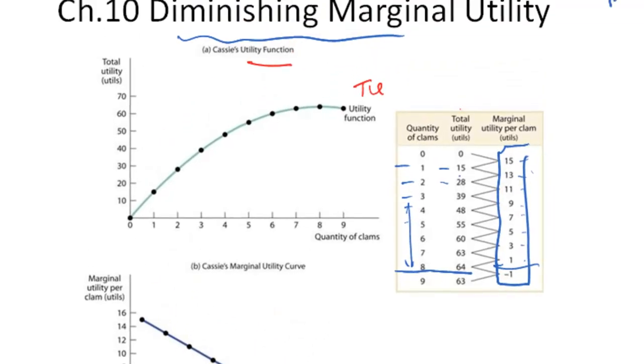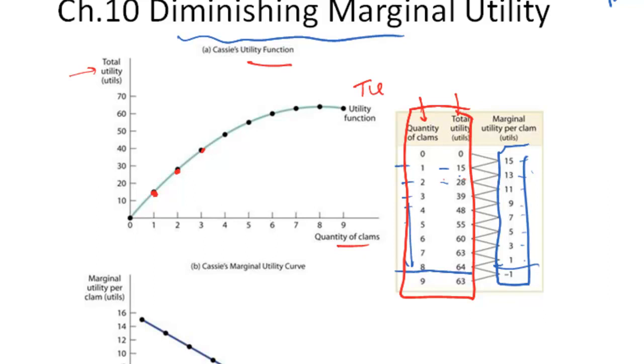And this is a graph of these two columns here. The quantity of clams, the column on the left, is on the x-axis, and the total utility is on the y-axis. So we saw the first clam gives Cassie 15 total utils. Second clam, she's got 28 total utils, etc. And so that's just a graph of those two columns.